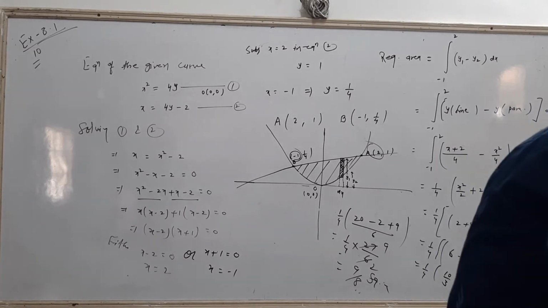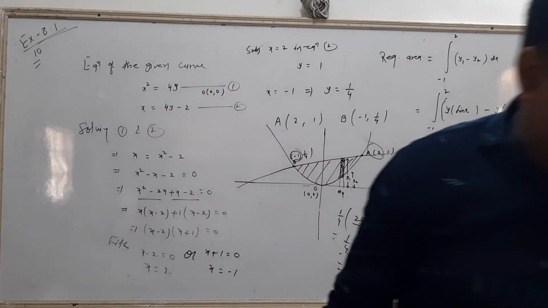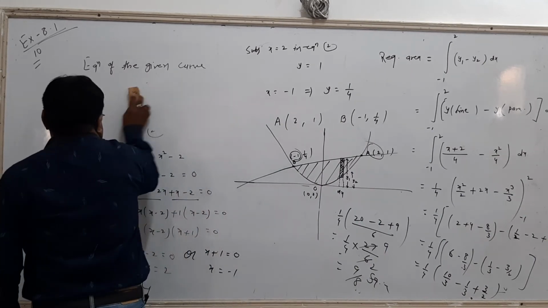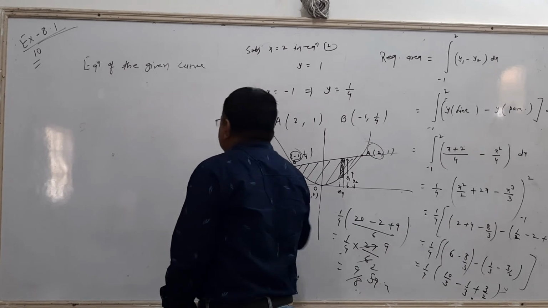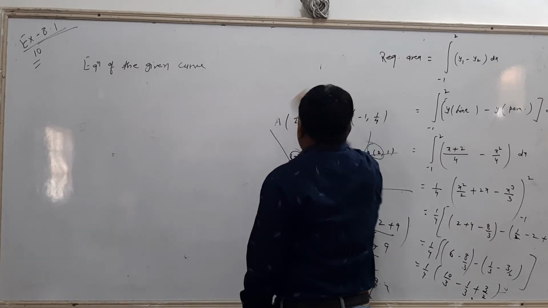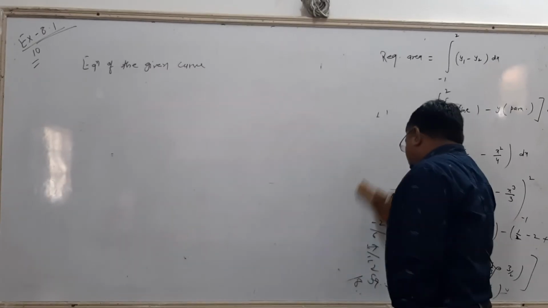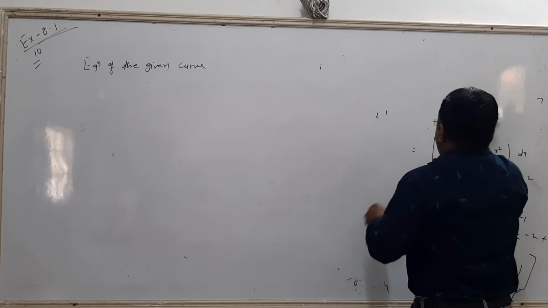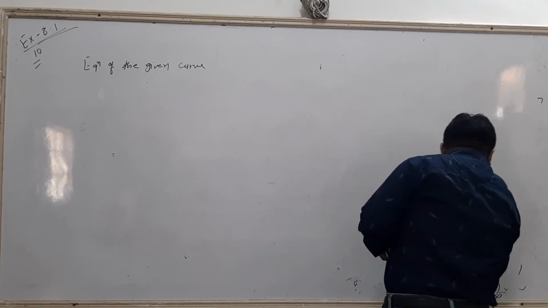Given 2 curves, question number 11, find the area of the region bounded by y square equals to 4x, which is a parabola, and the line x equals to 3. Given is the parabola y square equals to 4x. You know student, y square equals to 4x is the right hand parabola. To draw a parabola we need only one thing, the vertex, and the vertex in standard form is 0, 0.